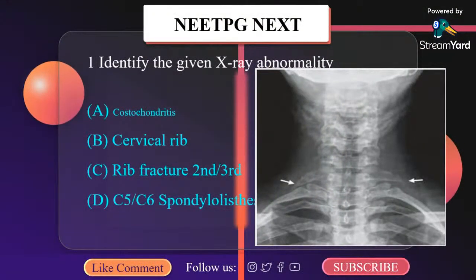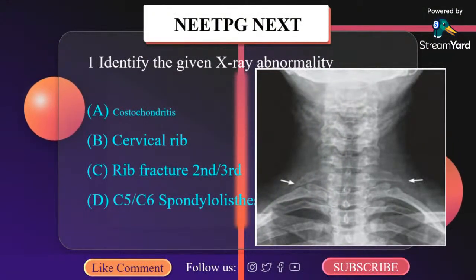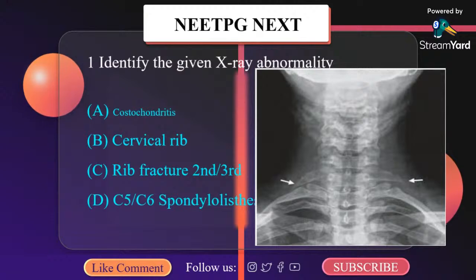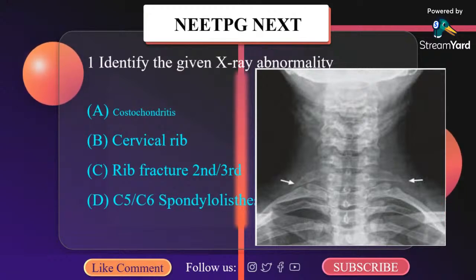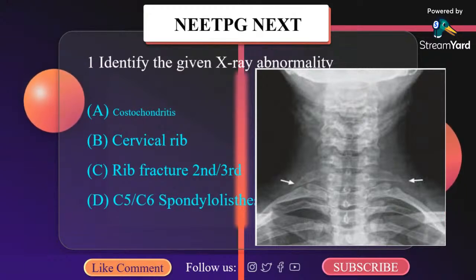Identify the given X-ray abnormality. A. Costochondritis. B. Cervical rib. C. Rib fracture second and third. D. C5 C6 spondylolisthesis. It is cervical rib.